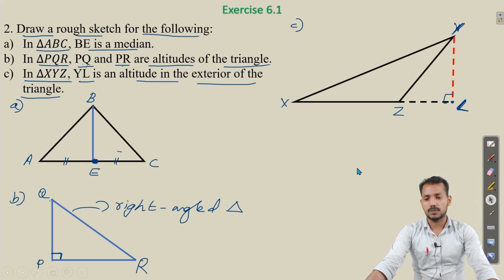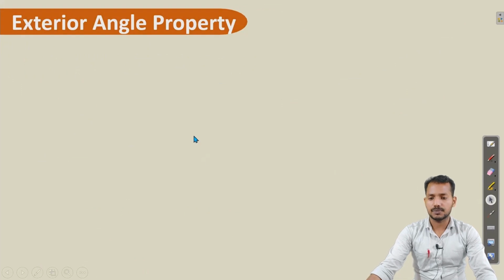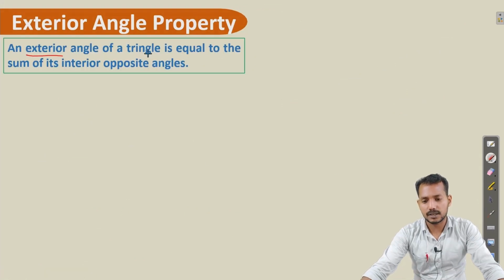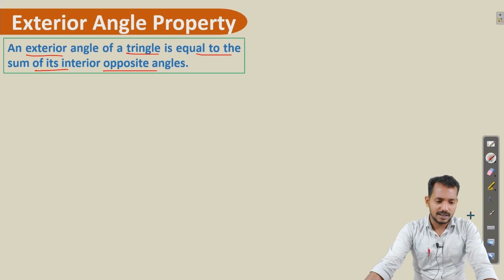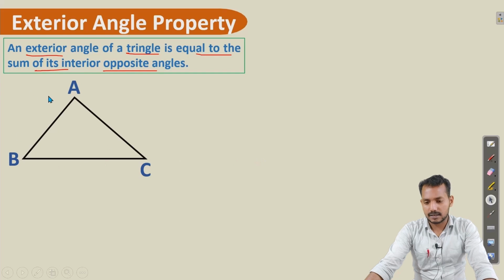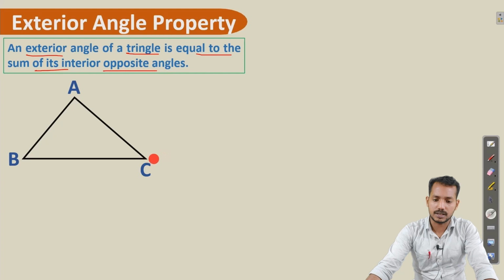Now I am going to the next topic, the exterior angle property. What does it say? That an exterior angle of a triangle is equal to the sum of its interior opposite angles. So first we have to know what an exterior angle is. Let's take a triangle here to understand this. I'm taking a triangle ABC with 3 vertices. Now if I extend BC to another point, let's call the point D.